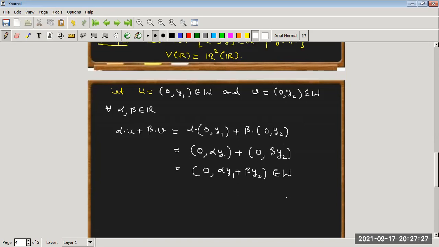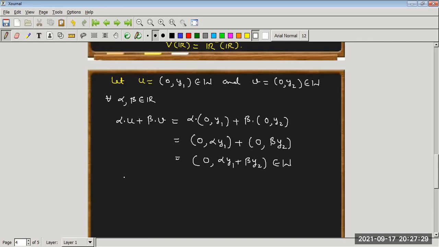So what we get: for all alpha, beta in the field R, and u, v belonging to W, this implies alpha u plus beta v belongs to W. So W is a subspace of vector space V.